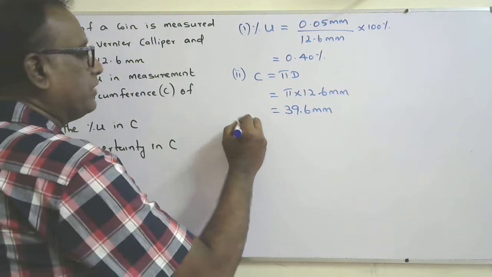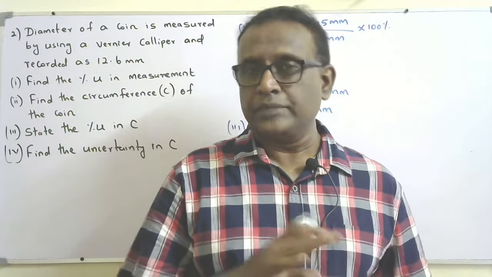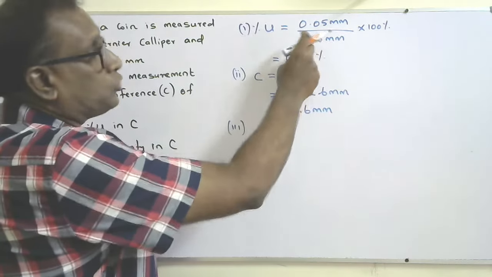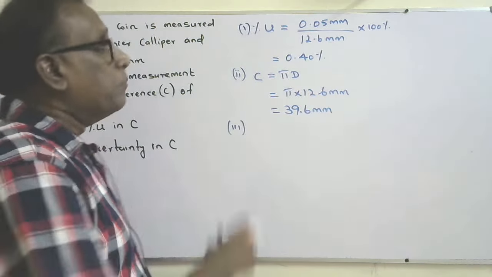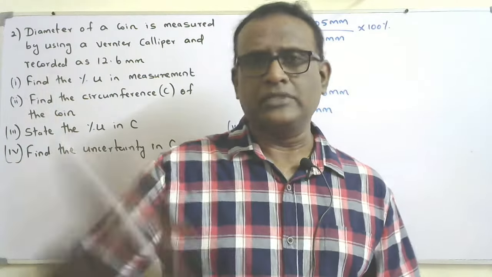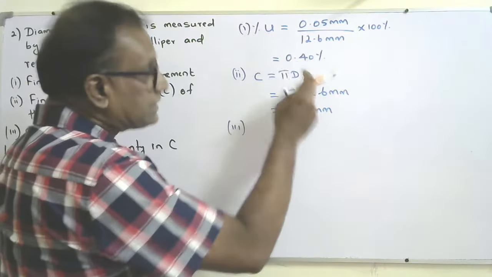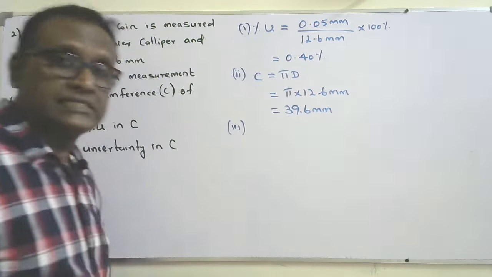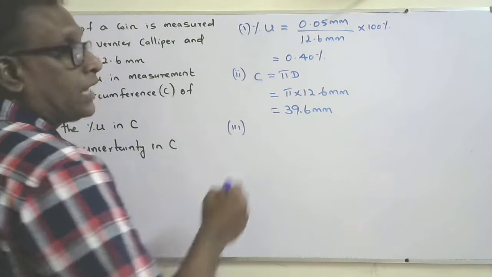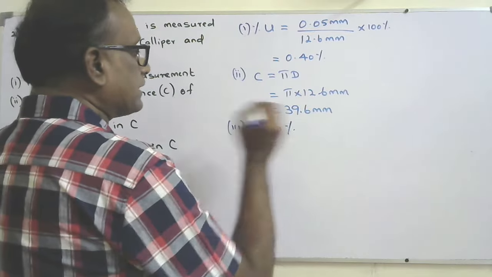Third part, state the percentage uncertainty in C. So I told you, whenever a measurement is multiplied by a number or divided by a number, percentage uncertainty will remain the same. So here the measurement is 12.6 millimeter. It is multiplied by a number. Pi is a number, you know that, 3.14 something, you can get it in the calculator. So when you multiply the measurement by a number, the percentage uncertainty will remain the same. So the percentage uncertainty for the circumference is also 0.40 percentage.